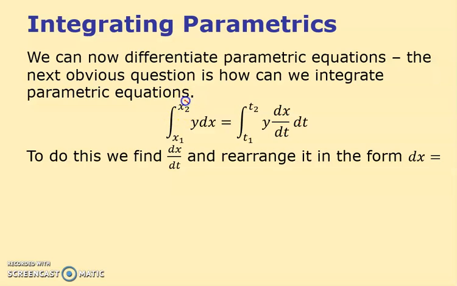We have to be a bit careful if we ever get questions with limits. Normally our limits have got to do with x, but if we switch to our variable being t, we need to have two limits in t. I suppose the key is finding dx by dt. If you find dx by dt, you can then rearrange it if you need to, or just play around with it. So let's have a go with it.